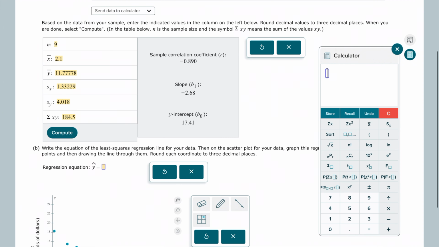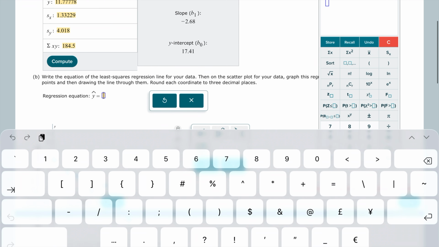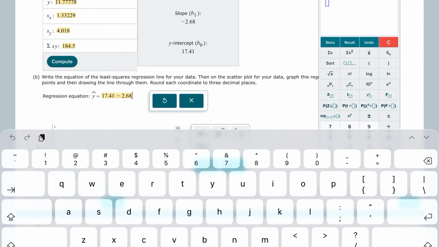All right, so you write your equation in for part B. I'm going to write it as b plus mx because that's just the way we do it in stats, but it will count it right if you do it mx plus b. Let's get my x in there.